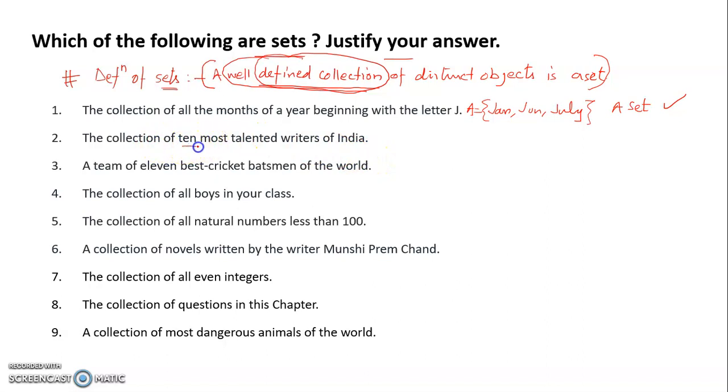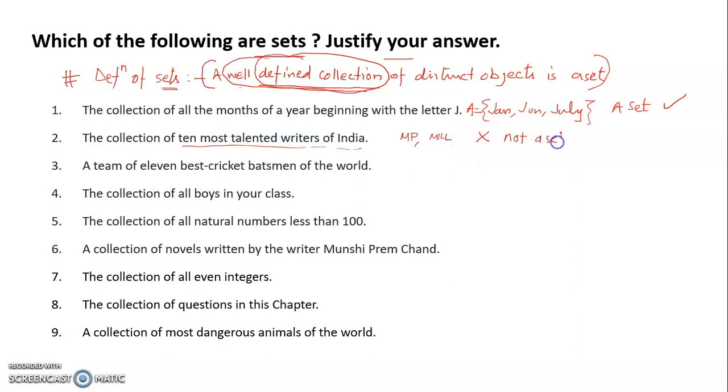Second, the collection of 10 most talented writers of India. I am not sure. Maybe I like Munshi Premchand, so I will write Munshi Premchand in this particular set. And probably I like, let's say, Millennium books, so I would put Millennium books here. But somebody else has a different opinion about the 10 most talented writers. So there is a variation. So this is not a very well defined statement. Most talented can vary from person to person. So in that case, it doesn't become a set. So it is not a set.